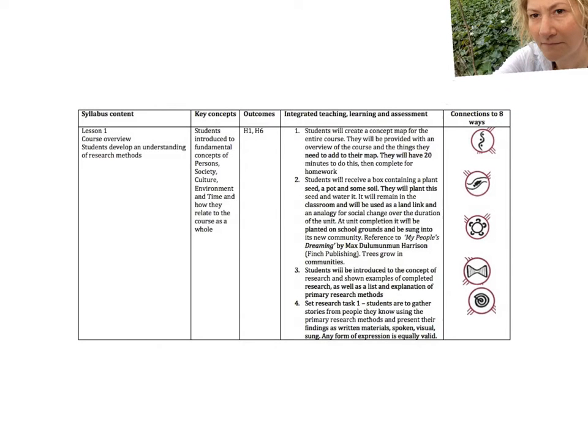So first of all, we want the students to create a concept map. Now, this concept map is represented by this diagram in the 8 ways. They can start this during the lesson and they can complete it for homework. And as you can see, we're going to do that on a plant pot.